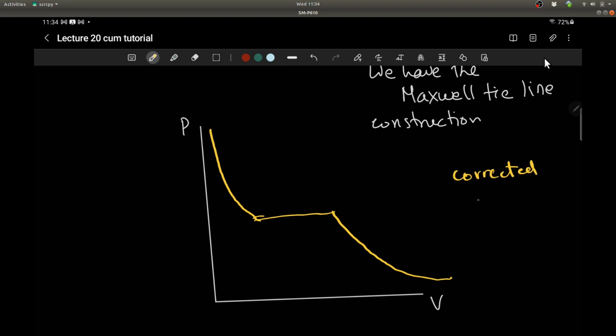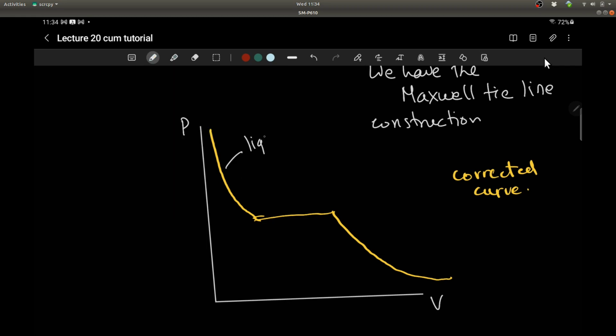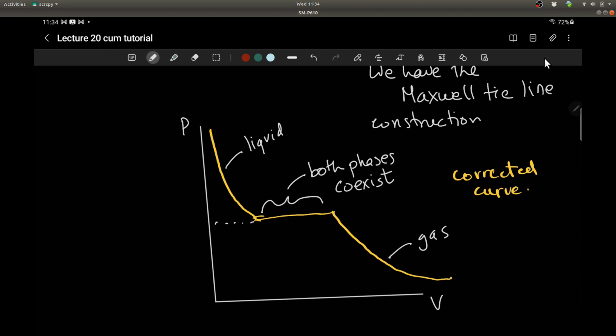And so this line, this is liquid. This component is gas, and this is where both phases coexist. Okay, so this is the proposal. There will be some particular value of P, some critical value P star, where this happens.